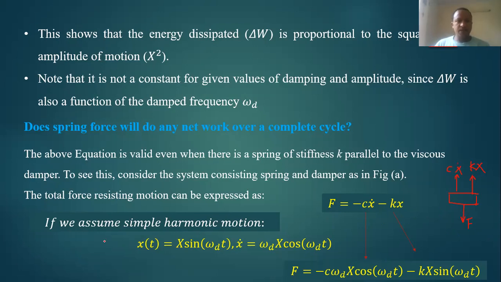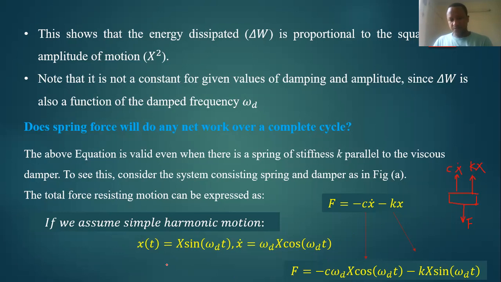And if we assume simple harmonic motion as a solution for this, then x of t is equal to X sine omega d t. Then x dot of t is equal to omega d X cos omega d t, because once we differentiate this one, what we get is x dot. So let's substitute this term and this term into the equation. So F is equal to minus C omega d X cos omega d t minus kX sine omega d t. This is F.